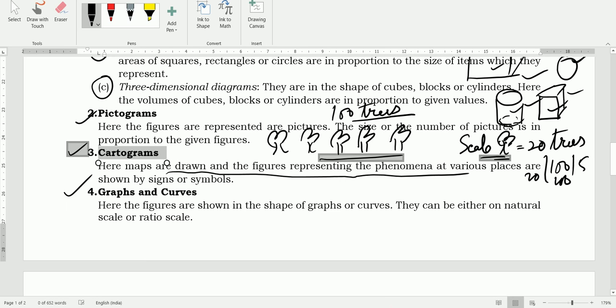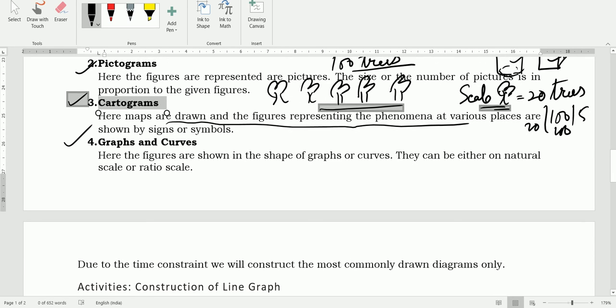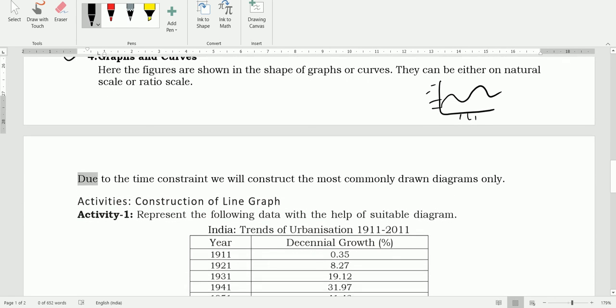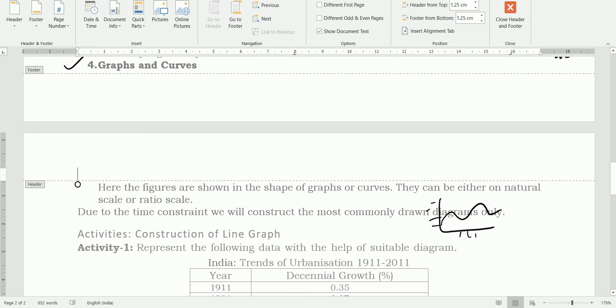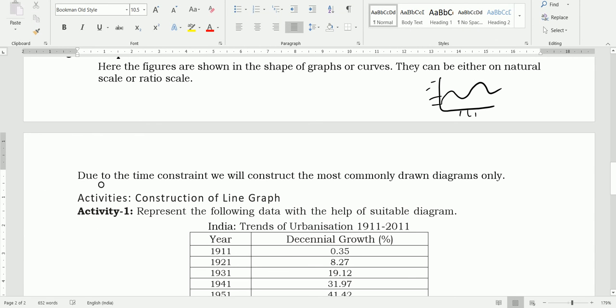Next we have graphs and curves. Here the figures are shown in the shape of graphs or curves, and they can be either on natural scale or ratio scale. For the graphs and the curves also, we have scales, that you will be knowing. Due to time constraint, we will construct the most commonly drawn diagrams only. And for today, we have one activity.